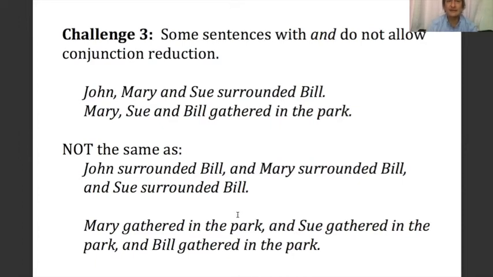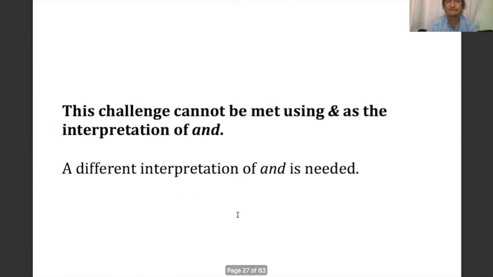So this is a case where it's very hard to see how to give an interpretation of and that conjoins propositions and still explains the meanings of these sentences. In fact, the challenge, as far as I know, cannot be met using logical and as the interpretation of English and. Some different interpretation of English and is needed.